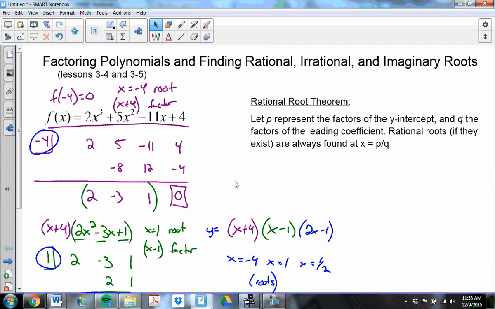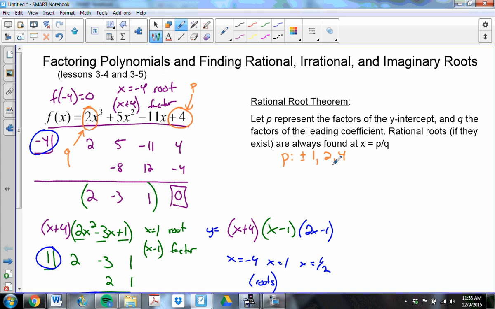Here's what this says. If I think of all the factors of 4 and all the factors of 2, and I divide them. So I take the y-intercept, and this is going to be the value p that we work with, and the x-intercept, I'm sorry, not the x-intercept, the leading coefficient, this is the value q that we work with. Well, the factors of p are plus or minus 1, 2, and 4. The factors of q are plus or minus 1 and 2.